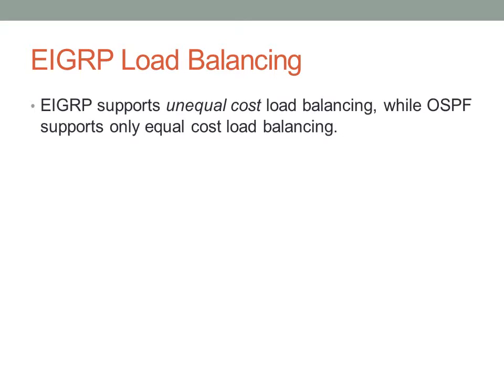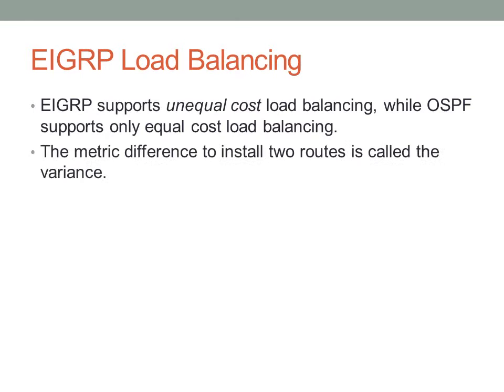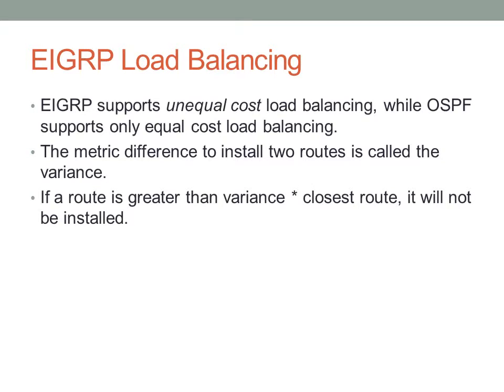EIGRP actually supports unequal cost load balancing, and OSPF only supports equal cost load balancing, but with EIGRP you can set a specific variance, and it will actually load balance based on the variance. So the metric difference to install two routes is called the variance. If the route is greater than variance times the closest route, it will not be installed and it will not load balance. And load balancing will be performed based on the cost of the route.